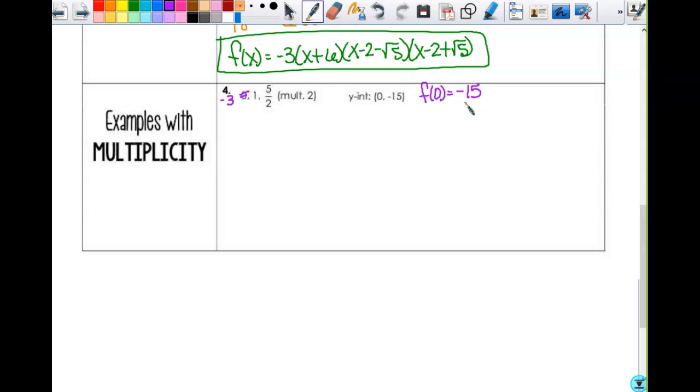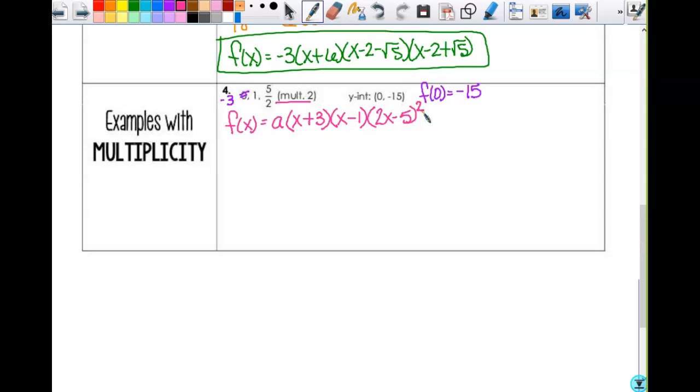So I'm going to jump in and start writing this stuff down just like before. So f of x is equal to a times, so this is a negative 3, this will be x plus 3. Then I have this 1, so it's x minus 1. And then what do I put in there for the 5 halves? Because I don't put x minus 5 halves. Thank you very much, 2x minus 5. And then it says multiplicity of 2, so then I also need to square it.